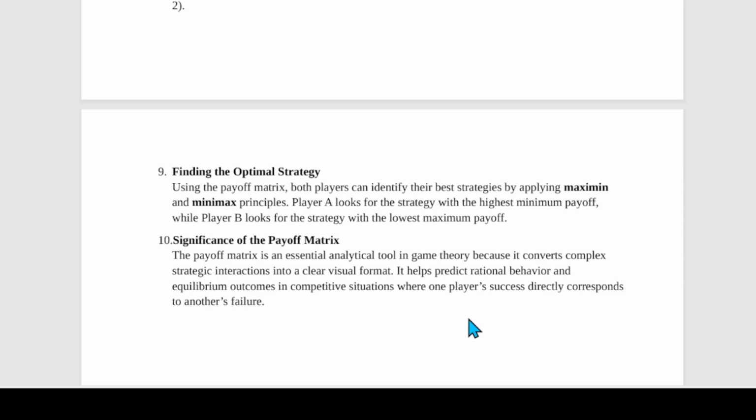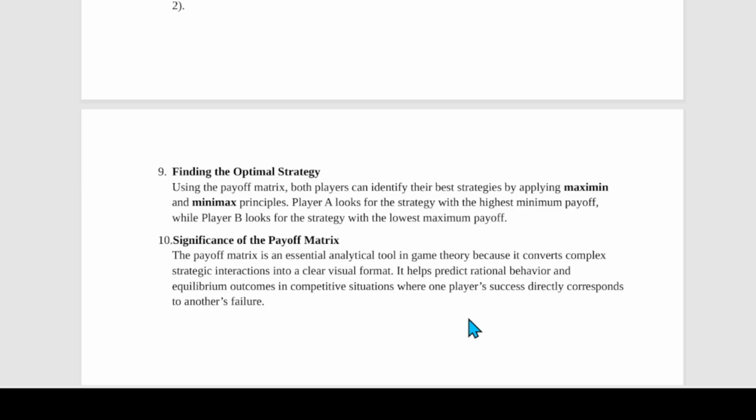Now finding the optimal strategy. So basically using the payoff, we can find an optimal strategy using the maximin rule, where for player A we use the maximin rule, for player B we use the minimax rule, and these rules help us identify the optimal strategies and equilibrium outcomes.